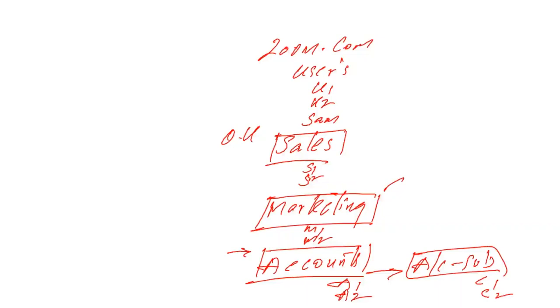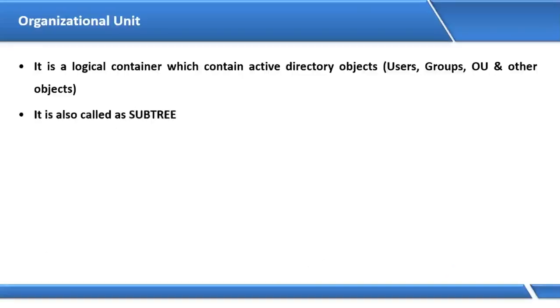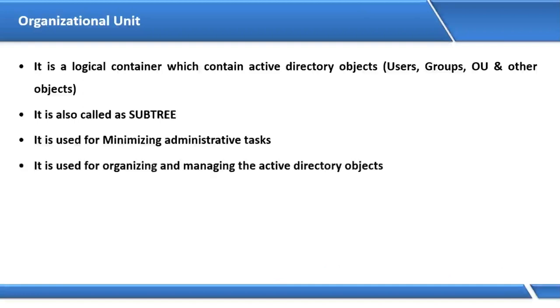So this is called tree structure here. It's called sub-tree structure, you can say. So that's why Microsoft is saying OU is also called sub-tree structure to design the network, and it is used for minimizing the administrative tasks, and for organizing and managing the Active Directory objects here, right?